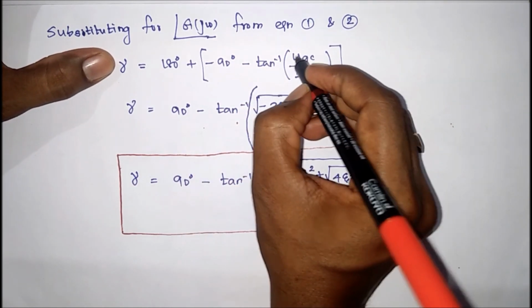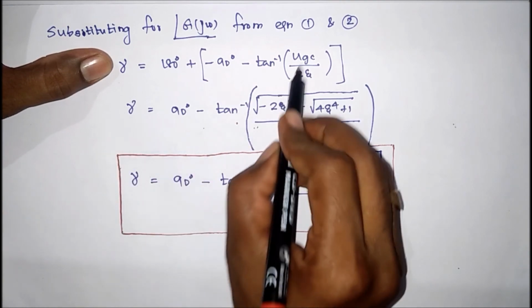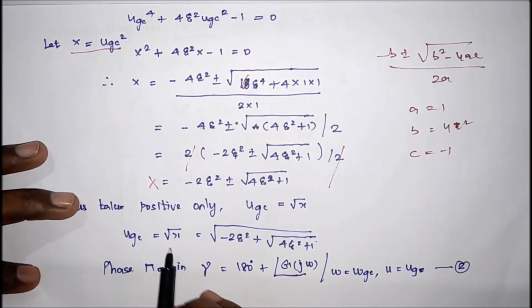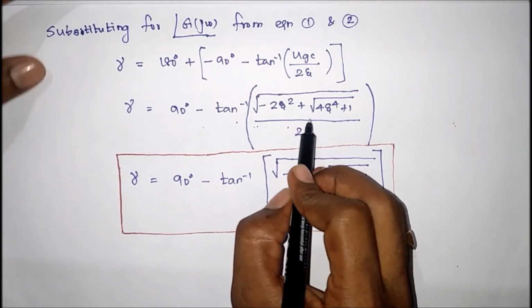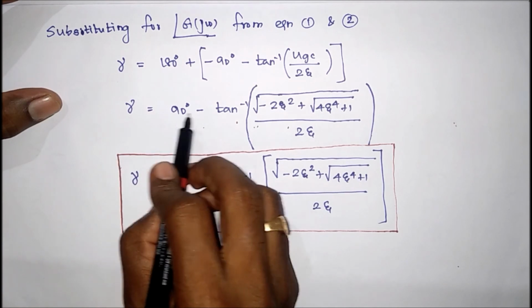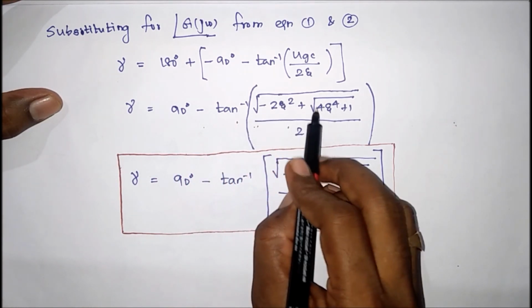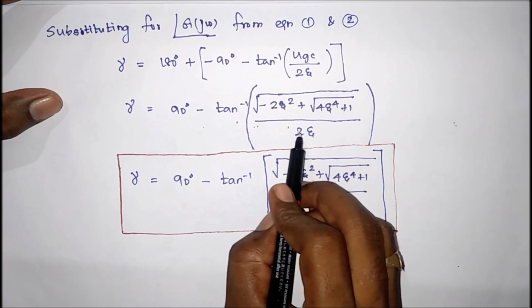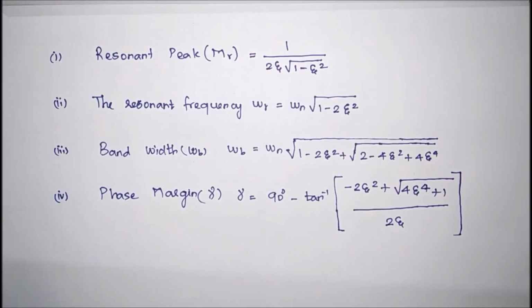So therefore we have to substitute the u_gc value. Just now we derived u_gc equals square root of this term. So we have substituted. Then phase margin equals 90 minus tan inverse of square root of minus 2 eta square plus square root of 4 eta power 4 plus 1, divided by 2 eta. So this is nothing but the phase margin.